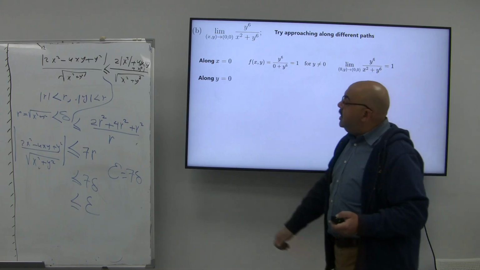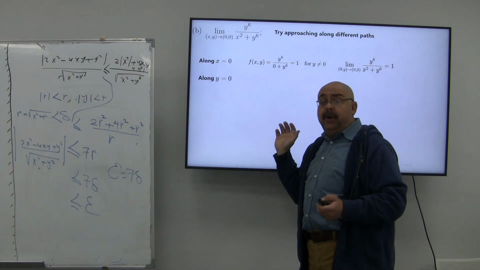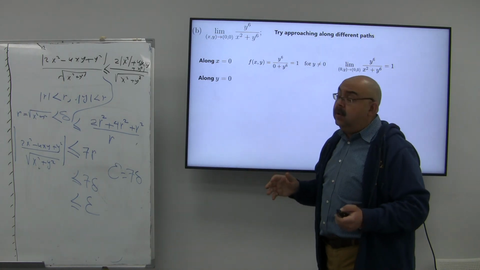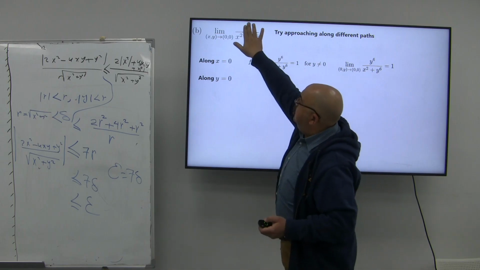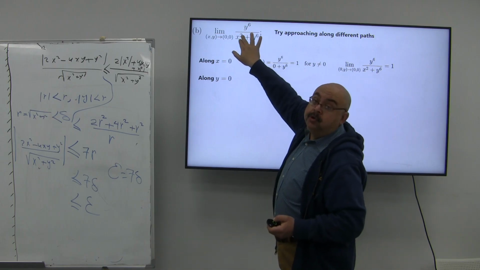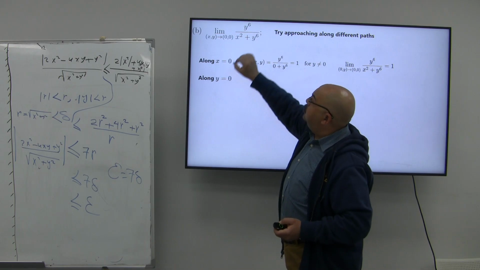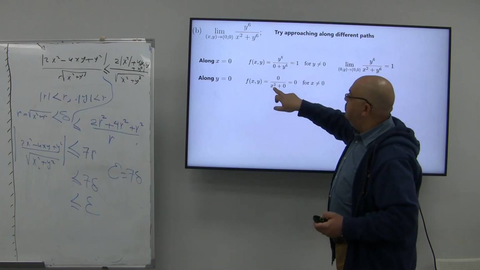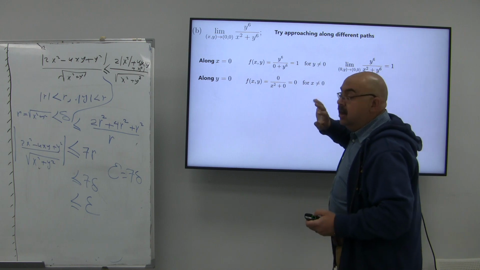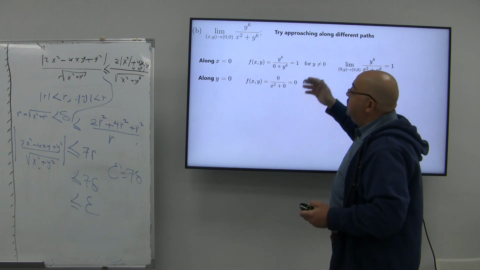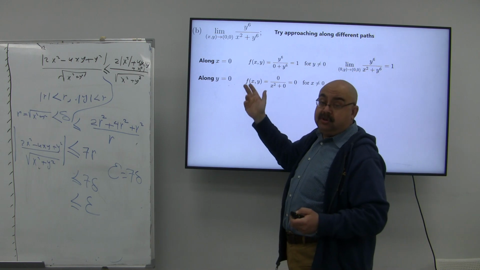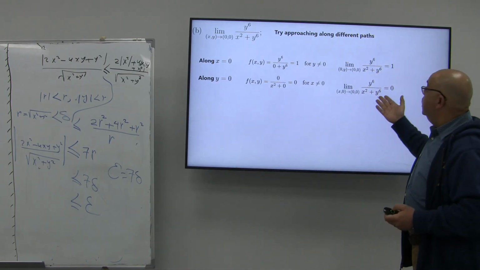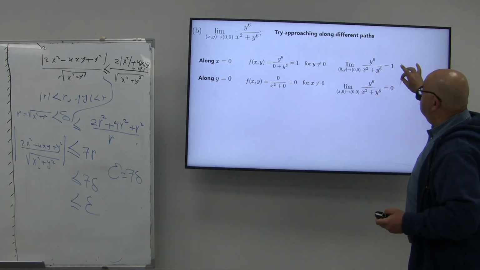Let's do exactly the same, but with the x-axis, where all the y values are equal to 0. Once you start substituting in your kernel with y equal to 0, the value will be 0. It's 0 divided by x² for any value of x. So the limit when y tends to 0 is equal to 0, as you can see. The two limits are not equal to each other.